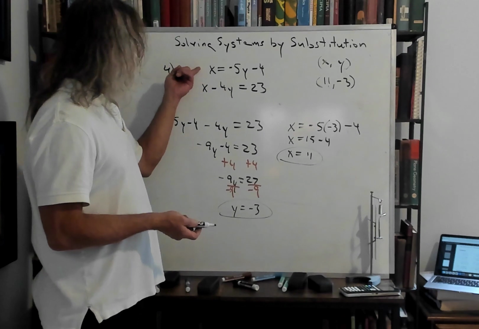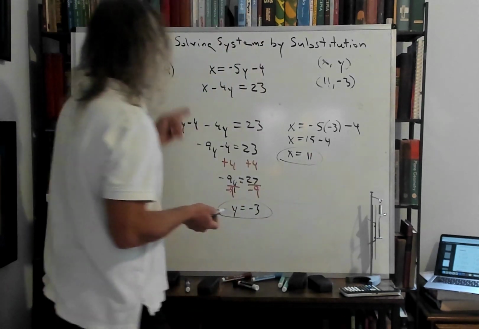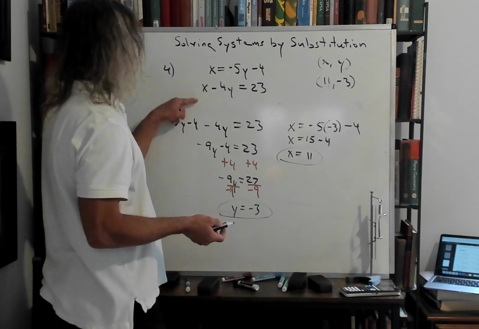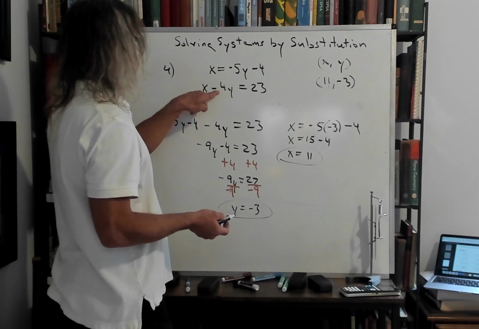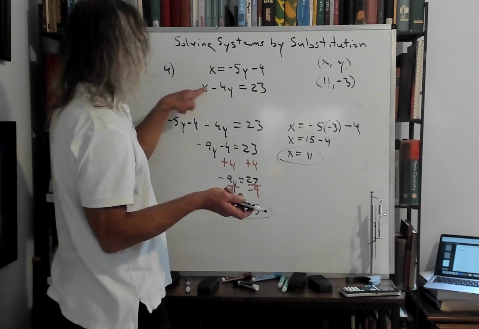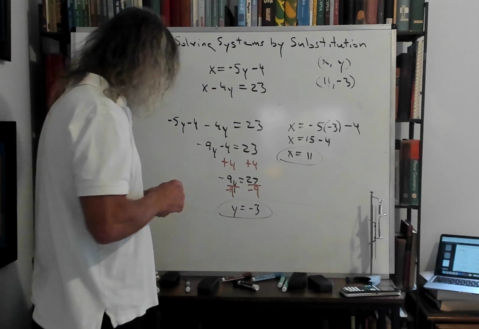We got it from this one. We can check to make sure. You can do that on your own. If I put it here, -4 times -3 is a positive 12. 11 plus 12 is 23. Check. Okay, I'll do one more.